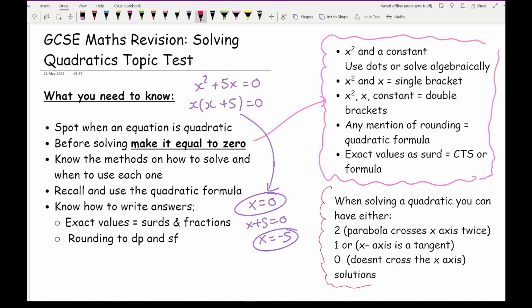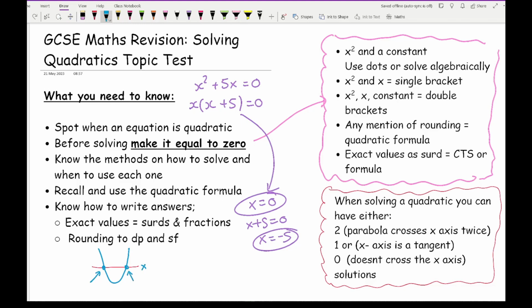Now, the next thing is knowing how many solutions you should have. Now, as we mentioned, more often than not, when solving quadratics, you end up with 2 solutions. And the reason why you have two solutions is because a quadratic produces a parabola, like a U shape or an N shape. And basically what your answers are saying to you, it tells you where your parabola crosses the x-axis.